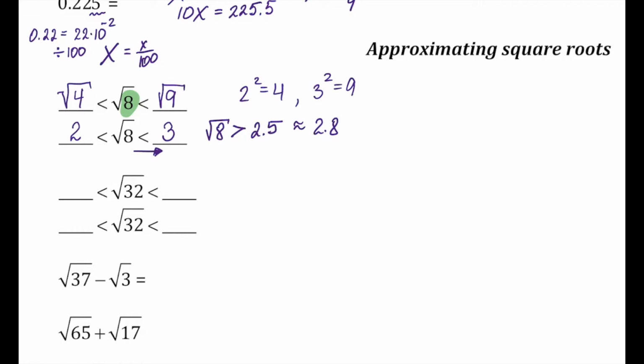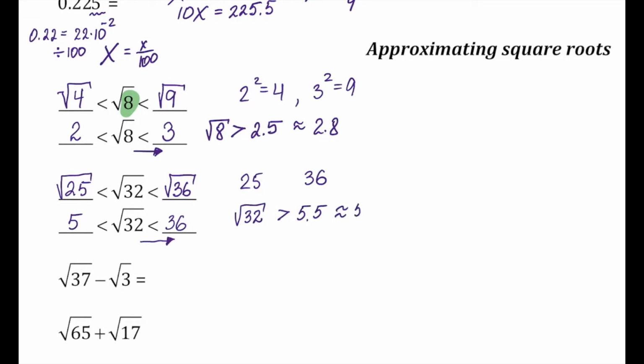Now, square root of 32: you know that there is a 25 and 36. So it's between the square root of 25 and the square root of 36. Square root of 25 being 5, square root of 36 being 6. And again, 32 is closer to 36. So it's safe to say that the square root of 32 is more than 5.5. It's about 5.7 probably.